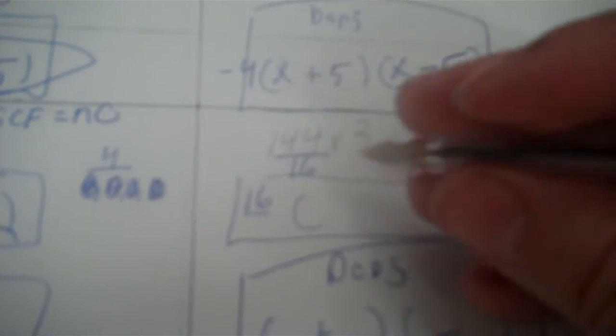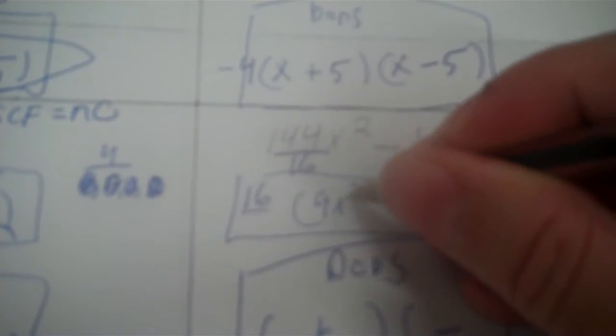So I pull the 16 out, divide by 16. So that's going to give you 9x to the second minus 1. Now 9x to the second is a perfect square because that's 3x times 3x. 9 is a perfect square, so is x to the second, and then 1 is 1 times 1. So 3x and 3x, and then 1 and 1, and then I have a 16 out here. 16 times 3x plus 1 times 3x minus 1.